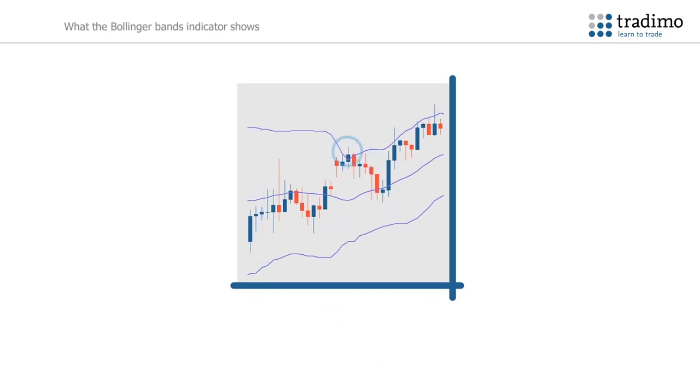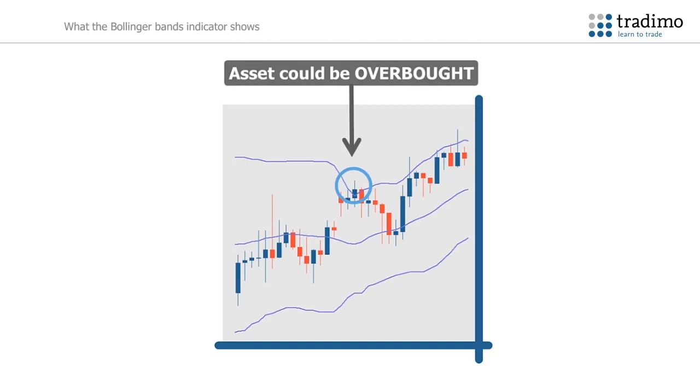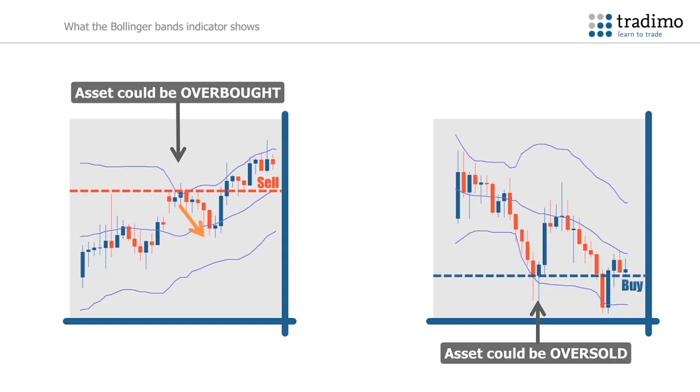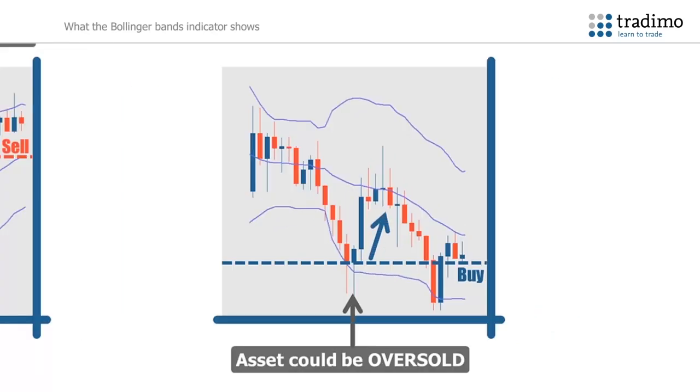If price reaches the upper band, this means it is relatively high and the asset could be overbought. You could look to sell an overbought asset on the assumption that its price will fall towards the central moving average. Conversely, if price reaches the lower band, this means it is relatively low and the asset could be oversold. You could look to buy an oversold asset on the assumption that its price will rise towards the central moving average.